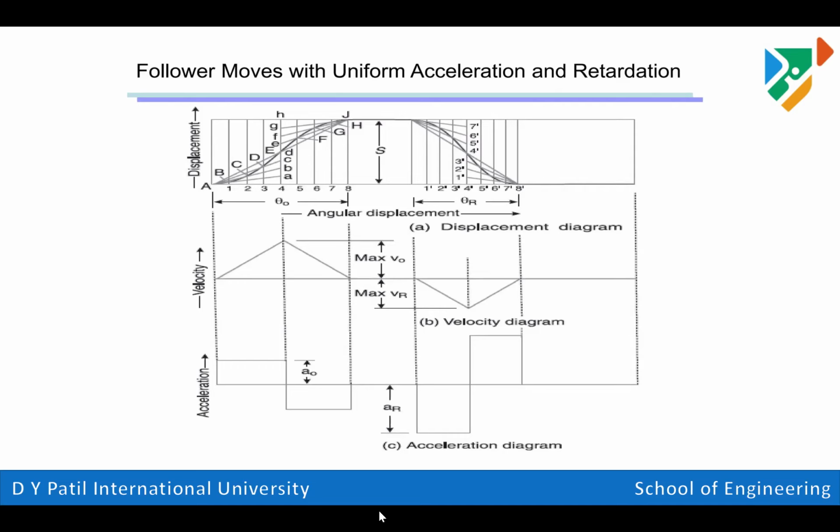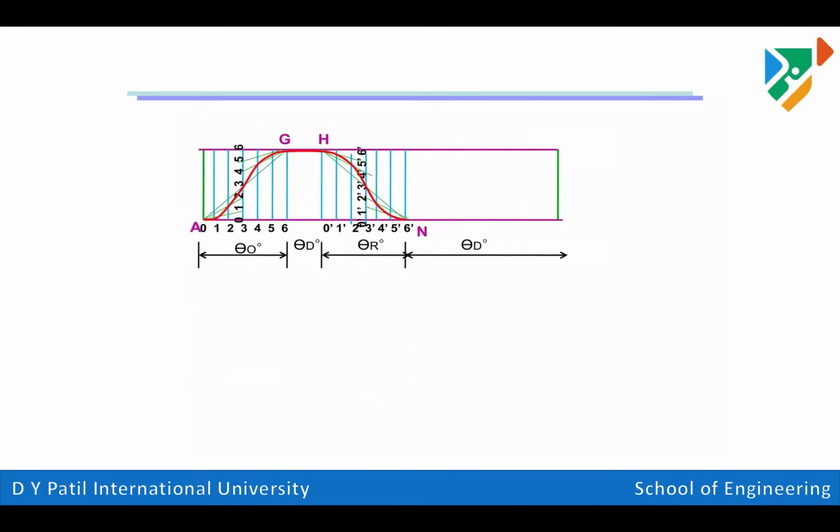Now the next part is how we can draw velocity and acceleration. Velocity is the rate of change of displacement, and we have the maximum velocity value during acceleration and retardation. Similarly, we have acceleration and retardation values. Similarly, if we are taking 6 divisional points, we can draw this arrangement for that also.